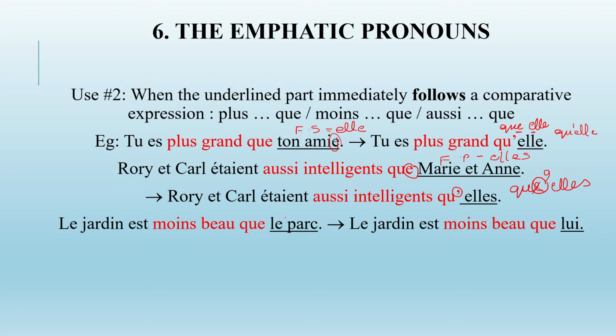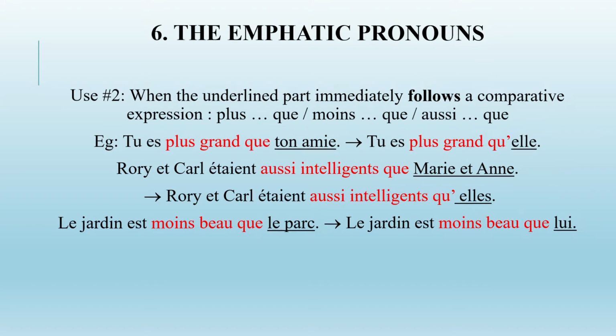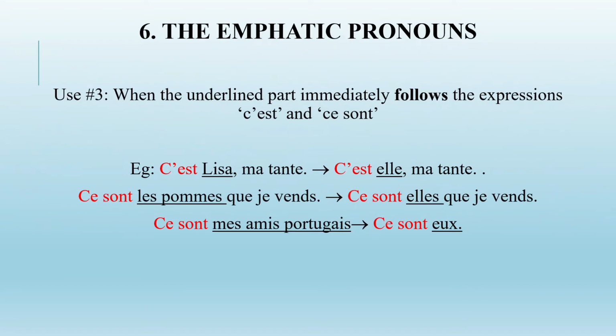Okay, so le parc is masculine singular, le is giving you the clue already. Okay, it has to be replaced by lui. So que, lui. Here there is no bother about clash because E and L are vowel and consonant. So that's fine. This is the second use of the emphatic pronoun. Okay, now the third use is again very easy to identify.